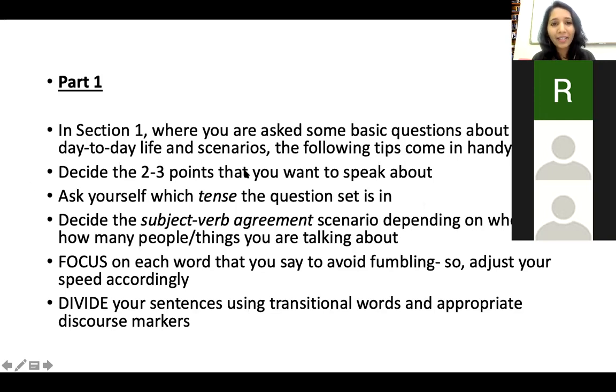Then in section 1, you will be asked basic questions about your day-to-day life and scenarios. He would ask you, tell me about yourself. That's a very common question. He would ask you, how did you arrive here? How did you come here? And then he would elaborate on that, so 2-3 points about whatever he's asking. Subject verb agreement, pay attention to this. All of you are okay with subject verb agreement, right? You understand what I mean by it, right?